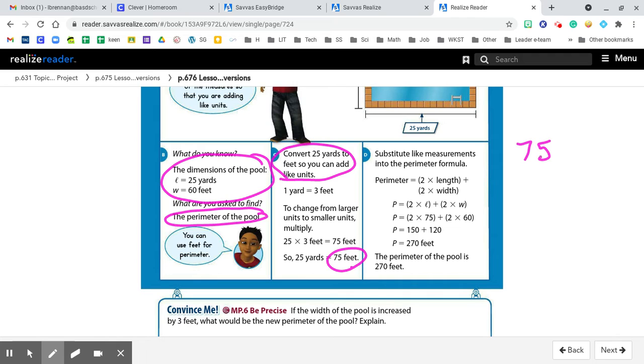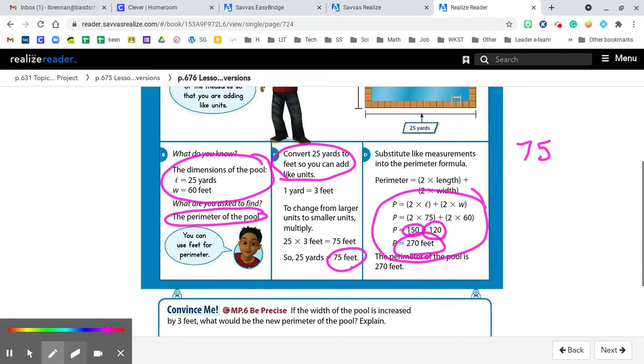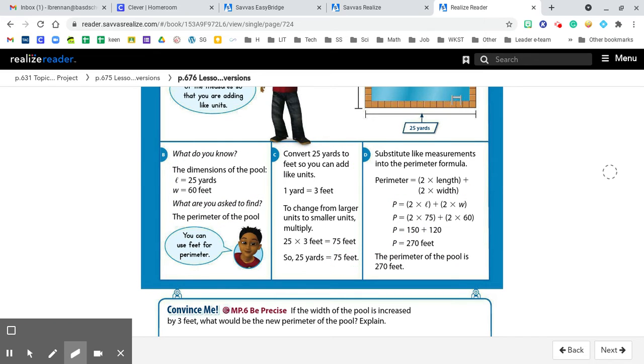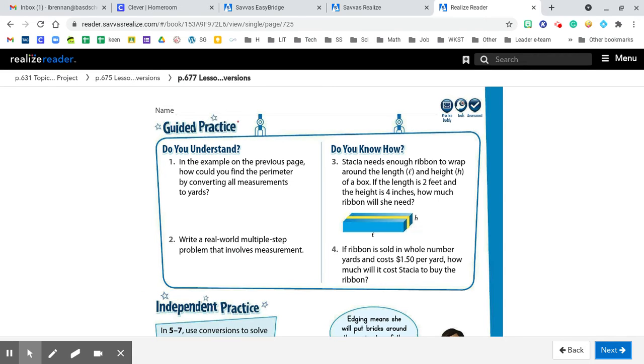Sorry, I'm spacing out here. 75 yards is our width and 25 yards is our length. So now I can actually use the equation. 75 plus 75 is 150, and our length was 60. So 60 plus 60 is 120, and we wind up with 270 feet altogether. And you can watch the video on Savvas for another presentation of that page.